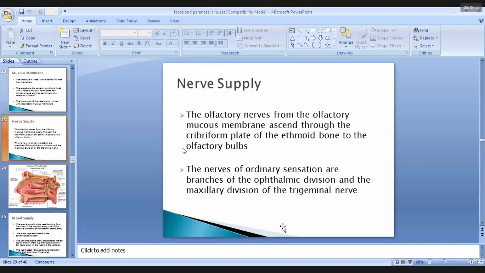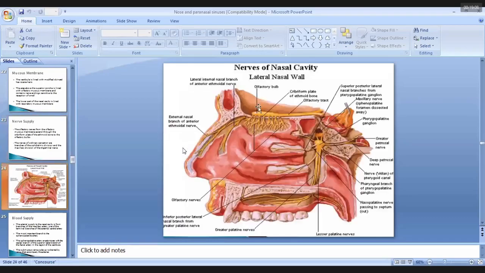The nerve supply of the nasal cavity. Because of its different mucous membrane, there are two types of nerve supply as well. The olfactory nerves from the olfactory mucous membrane pass through the cribriform plate of the ethmoid and enter the olfactory bulb. So this area, superior to the superior concha, is supplied by the olfactory nerve.